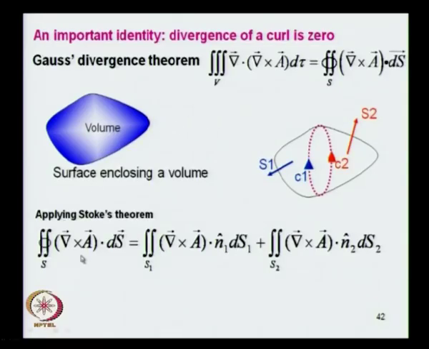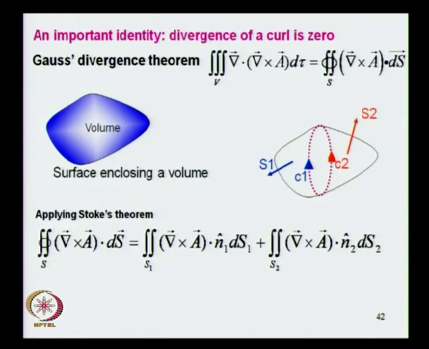Now if you apply the Stokes theorem to these two surfaces, S1 and S2, S1 is this surface which is on one side of this path, S2 on the other side, then the net surface integral over this closed path is equal to the sum of the surface integrals over the surfaces S1 and S2, because the surfaces S1 and S2 are precisely what together generate the closed surface.